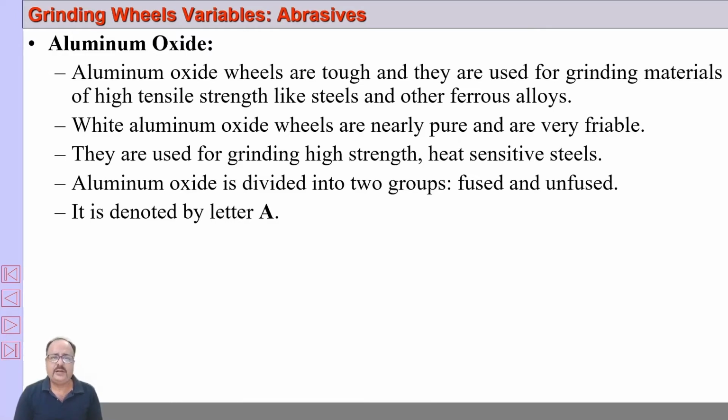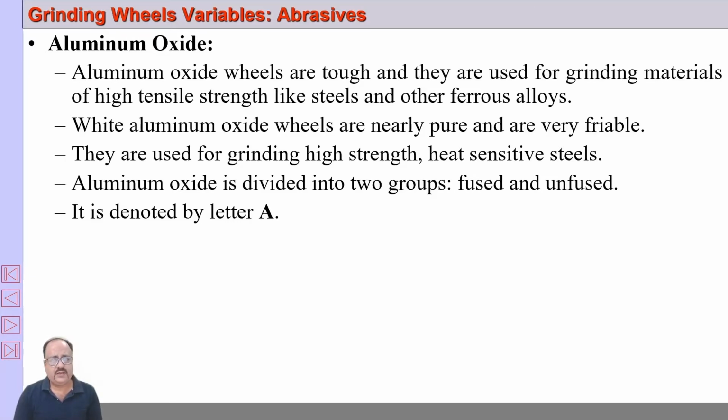These hard particles are normally aluminum oxide, silicon carbide, diamond, that is polycrystalline diamond, or cubic boron nitride. These are the common abrasives used in grinding. Now these abrasives are given a shape and held together by a bonding material. We will be discussing each of these abrasives.